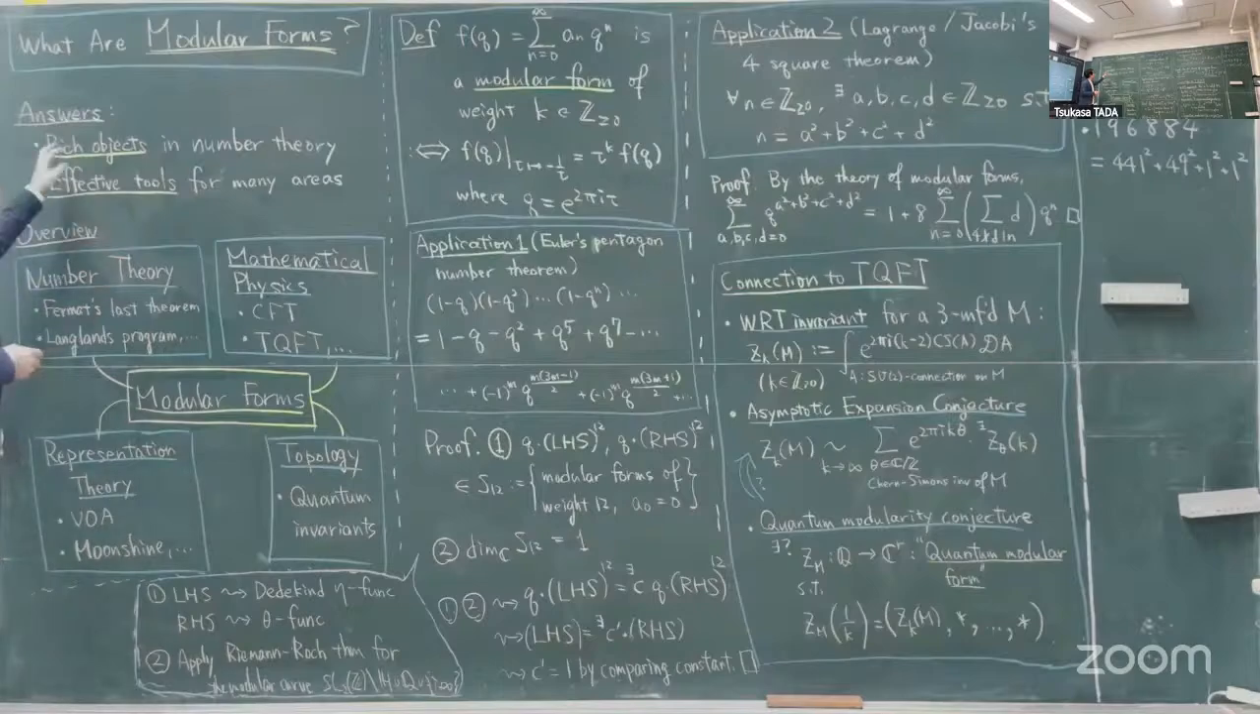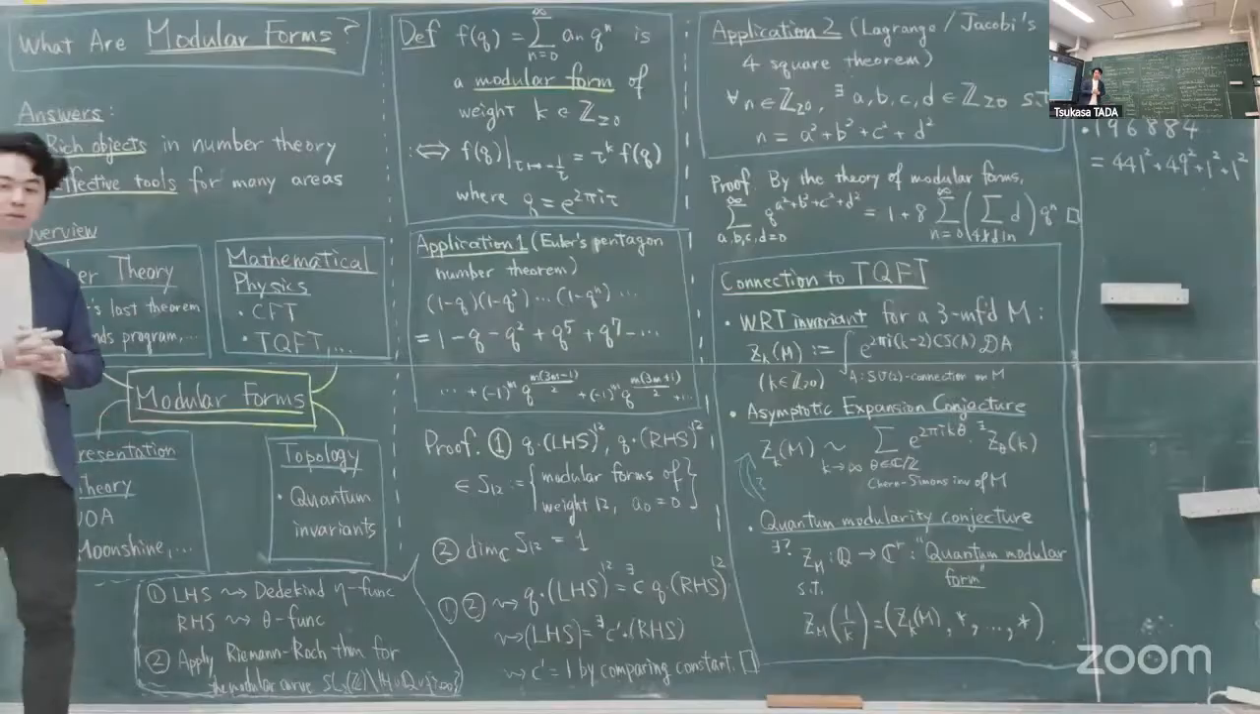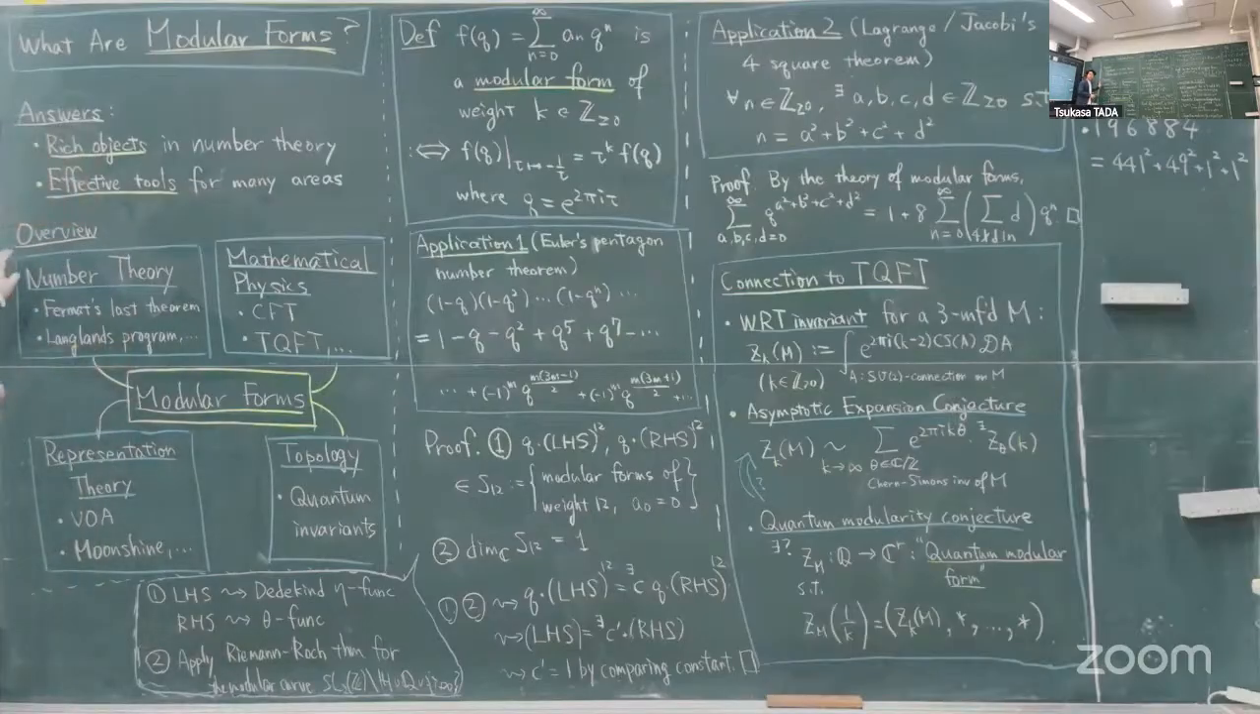So let's start. What are modular forms? Modular forms are rich objects in number theory. This is one answer. The second answer is that modular forms are effective tools for many areas, for example physics, representation theory, and topology. This is a conceptual diagram of modular forms around many areas. Modular forms are objects of number theory, and this is their application to Fermat's last theorem.